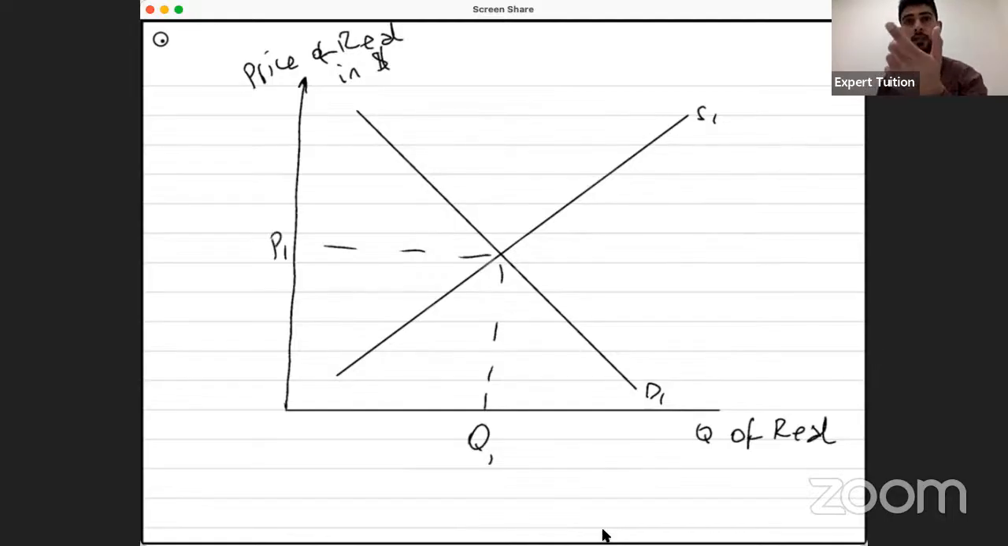So if there are suddenly more sellers of the real, in other words, the central bank is selling loads of real, that means the supply is shifting outwards. There are more sellers in the market.